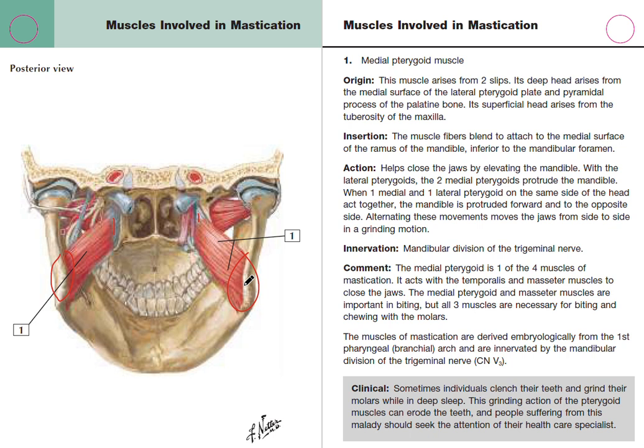With the lateral pterygoids, the 2 medial pterygoids protrude the mandible. When one medial and one lateral pterygoid on the same side of the head act together, the mandible is protruded forward and to the opposite side. Alternating these movements moves the jaws from side to side in a grinding motion. As with the rest of the other muscles of mastication, it is innervated by the mandibular division of the trigeminal nerve.